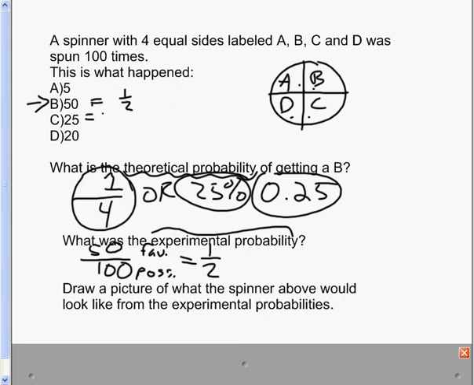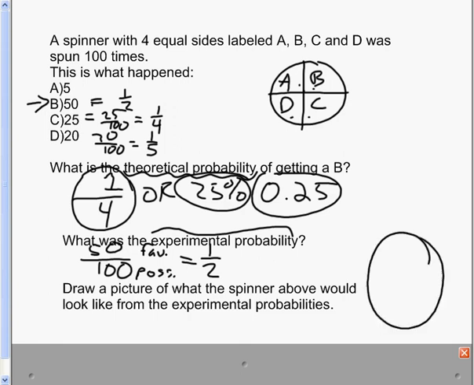Well, what's C going to look like? 25 over 100. If we simplify that, should be 1/4. 20 over 100 should be 1/5. So the leftover little piece will be A. So down here in the corner, drawing our circle for a spinner, we've got 1/2 should be B. Split what's left into 1/2 to get C. And then we'll have a little slice for A with the rest of it being D. That is what we would get for a picture based off of our results in the experiment.